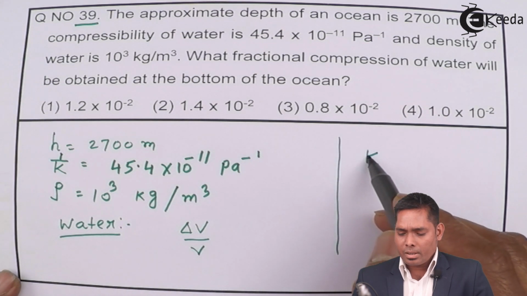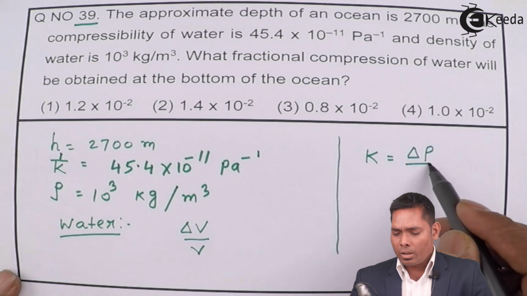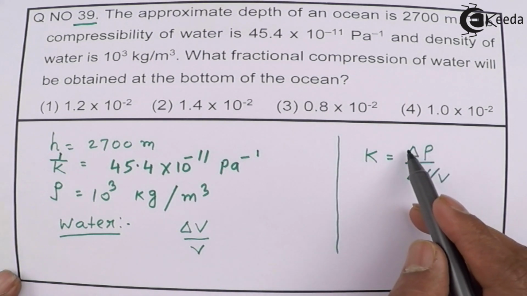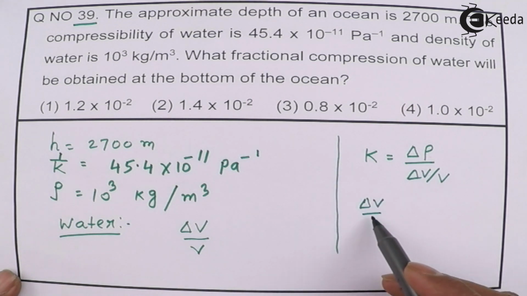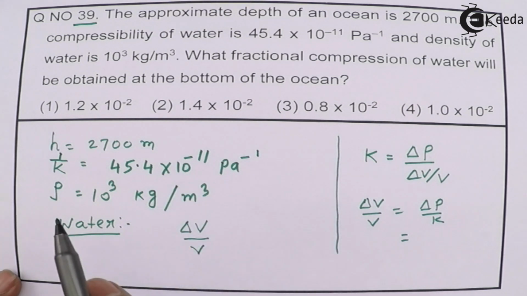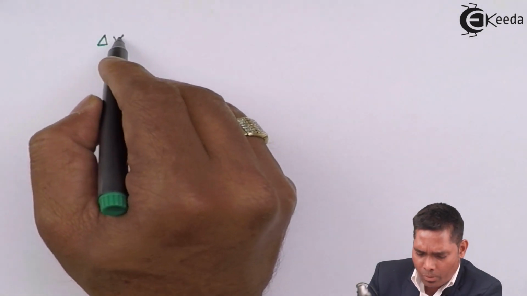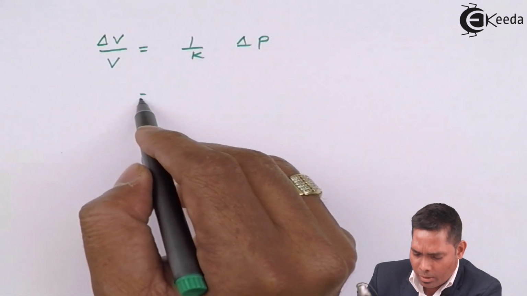So this fractional compression of water can be obtained by the formula. So we know that the bulk modulus K equals change in pressure over change in volume upon original volume. This is the volumetric strain, this is the change in pressure. So from here, this delta V over V can be obtained as delta P divided by K, that is 1 over K, and 1 over K is this one. So you can use this formula. Now delta V over V equals 1 over K into delta P.